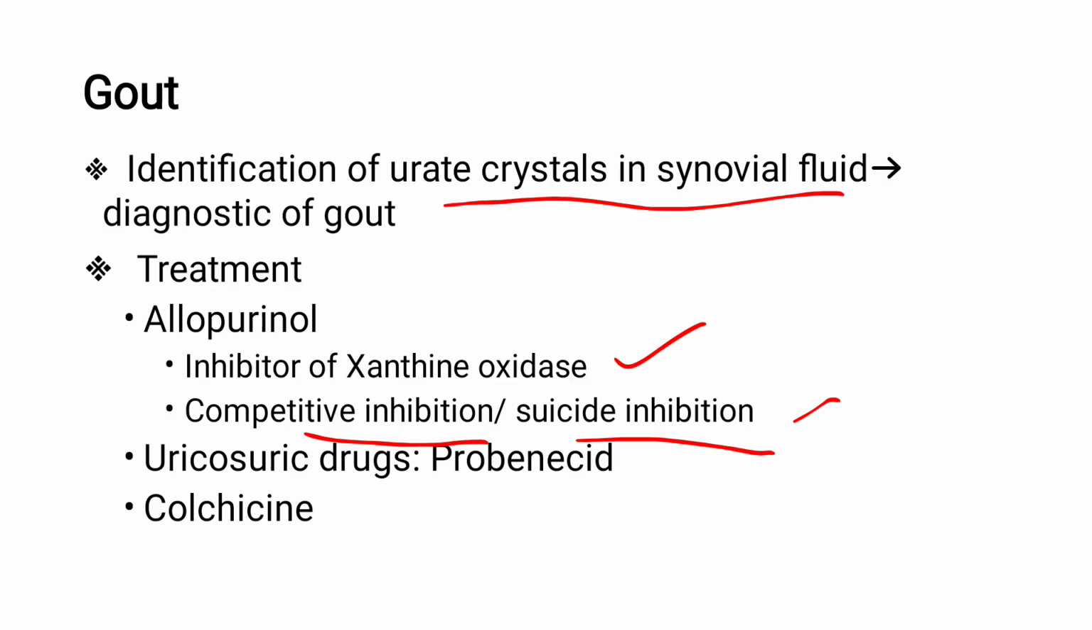Along with this, uricosuric drugs like probenecid can be tried, which will stimulate the kidney to excrete more uric acid so that the blood uric acid level comes down. Colchicine, again, is an anti-inflammatory agent which can reduce the pain, swelling, and other inflammatory reactions in the synovial joints.